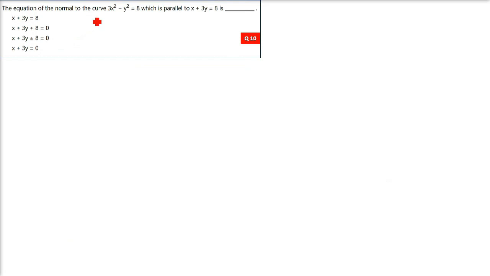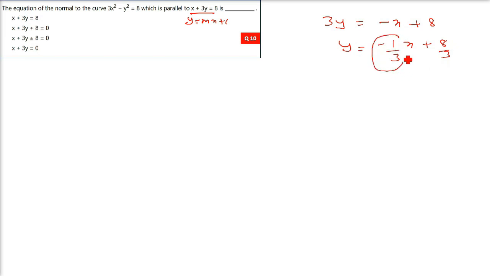The equation of the normal to the curve, this one, which is parallel to x plus 3y equals 8. Now x plus 3y equals 8, I am equating it with y equals mx plus c. So just take the y term on one side and the others on the right hand side. So it's going to be 3y equals negative x plus 8. Y will be equal to, divide everything by 3. You'll get this as the slope, negative 1 by 3. Now parallel to means the equation of the normal to the curve which is parallel. So we are going to use negative 1 by 3 as the slope.